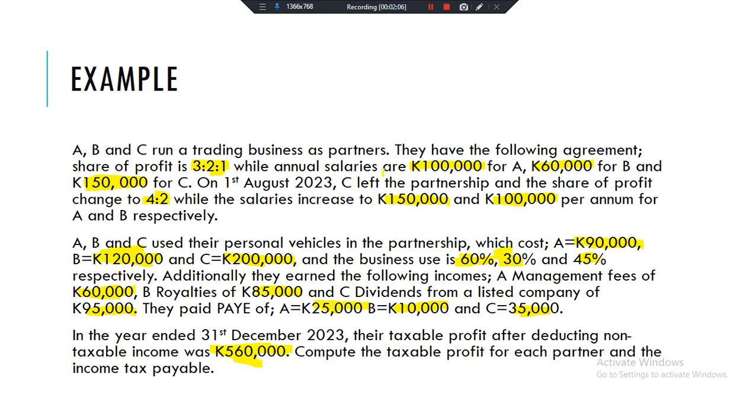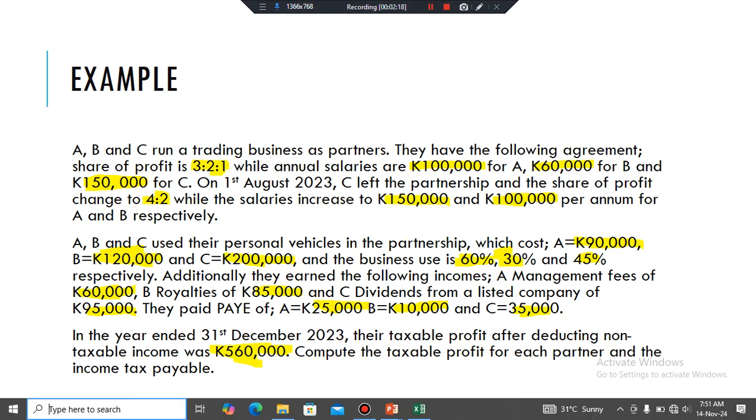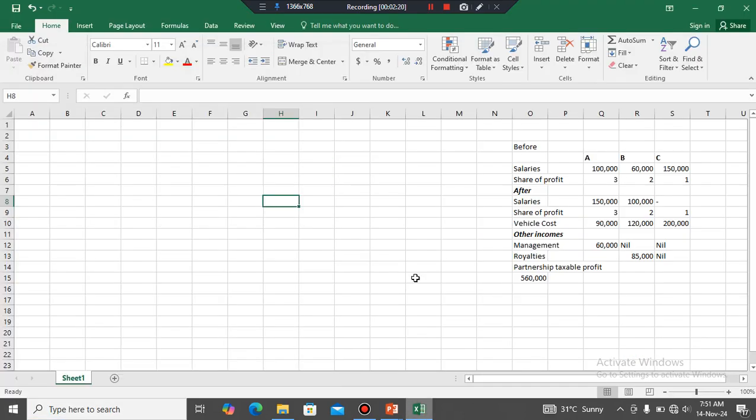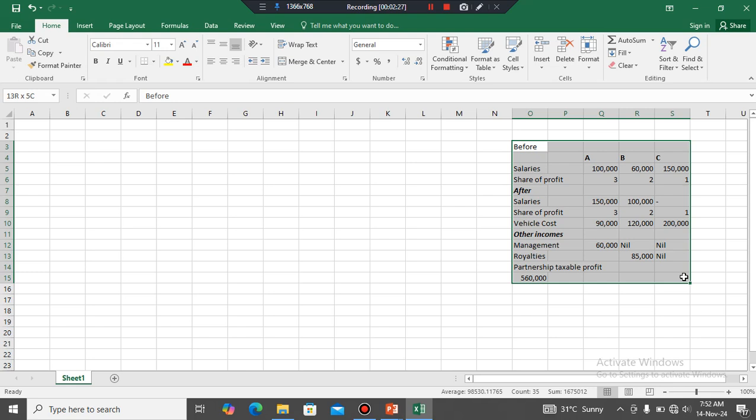So now this is what we're trying to find. What we need to do is go to our Excel so that we can calculate this problem. I've already brought the information that we have been given here, so that we don't have to be going back and forth, just to save time.